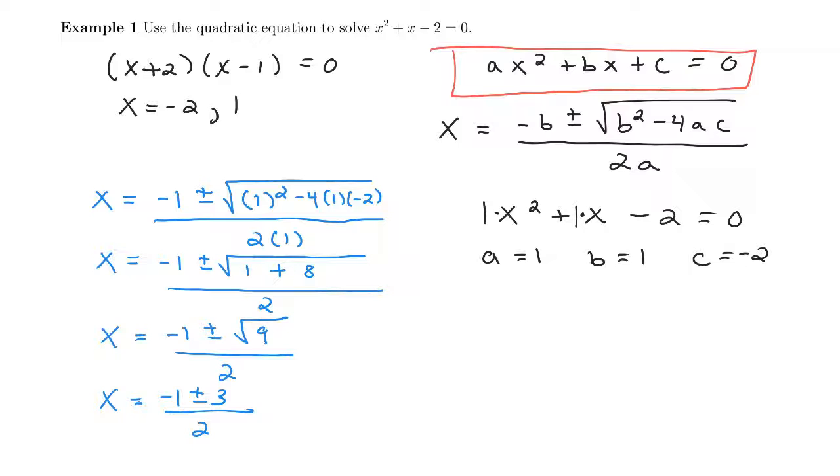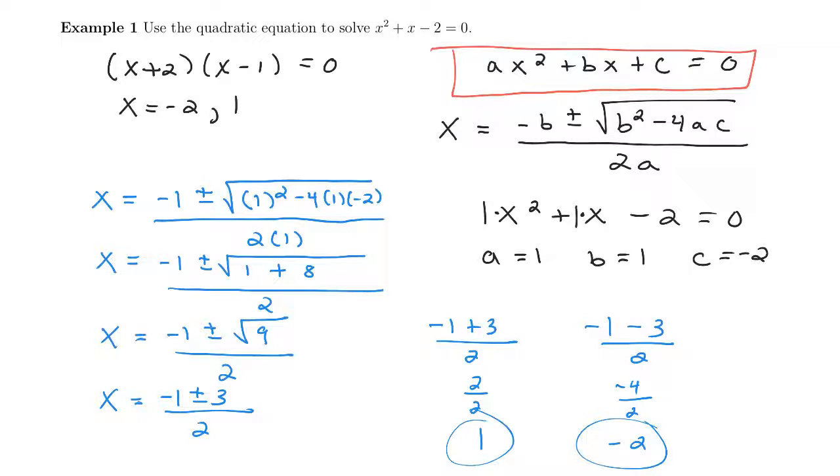That's -1 plus 3 divided by 2. It's also -1 minus 3 divided by 2. And this is 2 over 2, which is 1. That's great. And this is -4 over 2, which is -2. So the two values we got using this equation match up with what we have for factoring.